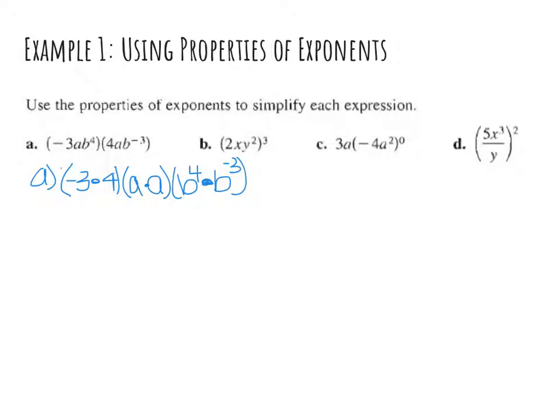Negative 3 times a positive 4 is negative 12. A times a, here we have two factors of a, so this is a squared. And b to the 4 plus a negative 3, which is just going to be b to the first power.